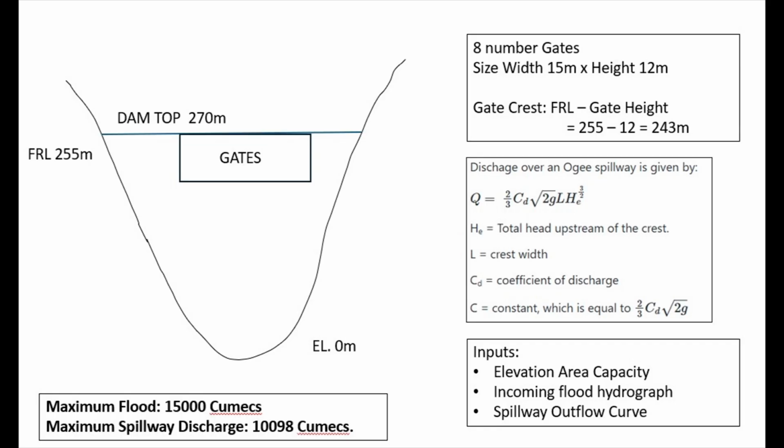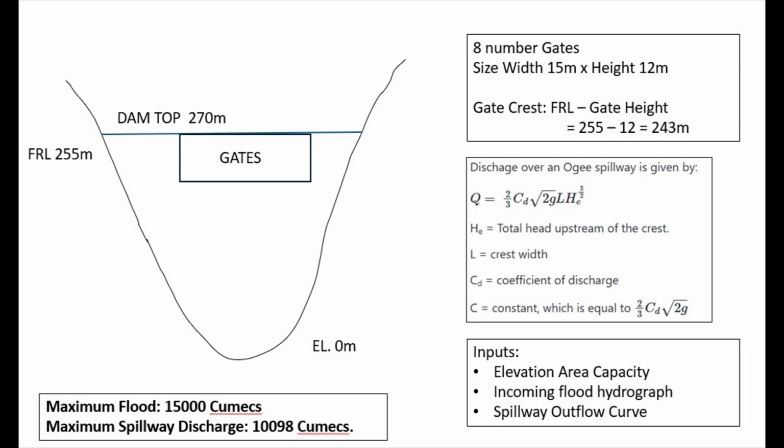The number of gates is 8 and their dimensions are given. 15 by 12 meters in size is one gate. The gate's crest, that is the bottom of the gate, is also included here. Discharge capacity varies with different types of spillways. Here this is an OG type of spillway. The formula for calculating the discharge is given. These formulae are dependent on head, dimensions of gate and discharge coefficient.